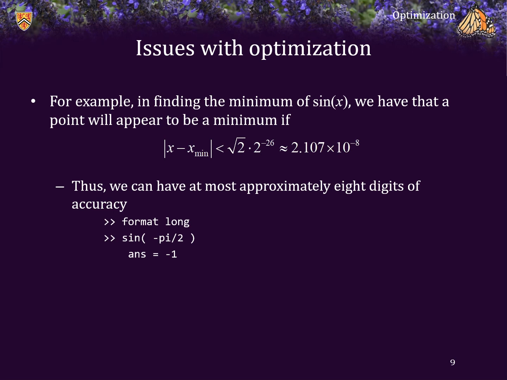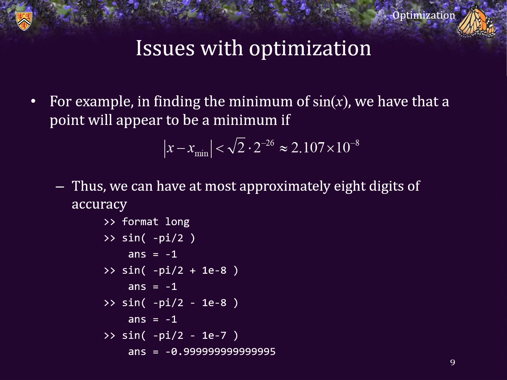For example, if we evaluate sine at negative pi by 2, we get the integer negative 1. That is the floating point number that represents the integer negative 1. We can calculate negative pi by 2 plus 10 to the negative 8, and that still evaluates to negative 1 exactly. Same thing with negative pi by 2 minus 10 to the negative 8. So basically, any value within 10 to the minus 8 of pi by 2 will appear to be a minimum, because sine evaluated at all of those points will be negative 1.